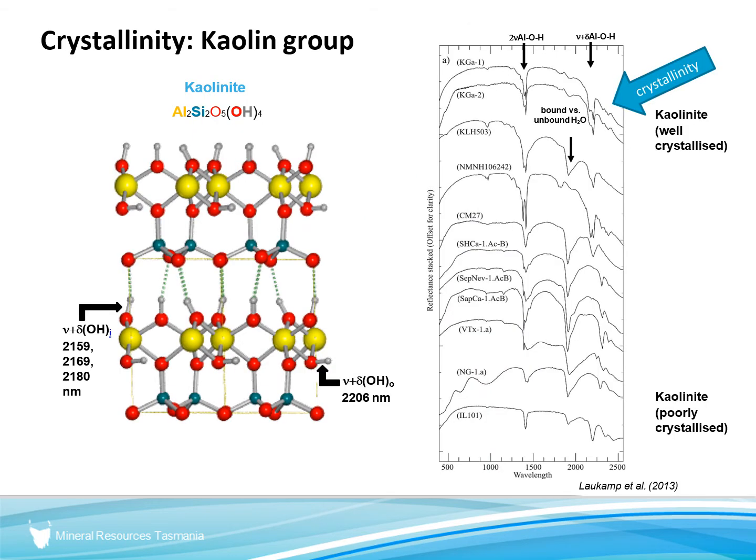The kaolin group, we can look at the crystallinity from poorly crystallized to well crystallized. So before we were looking at the composition of minerals, here we're looking at the crystallinity, which varies. You can see that the amount of water, this feature here, varies, and the details of the absorptions. There's a doublet here which comes and goes and varies depending on the crystallization state of the kaolinite.